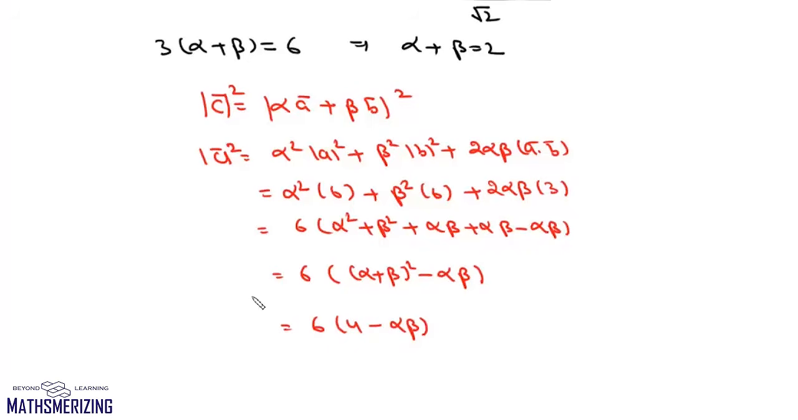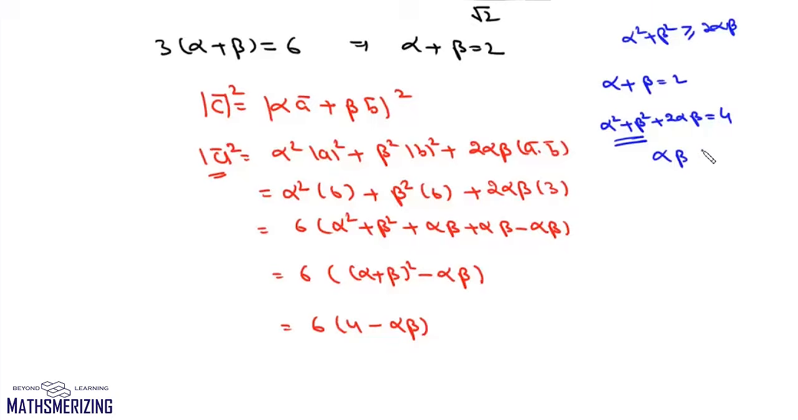Now we need to find the minimum value of C square. Now we know that alpha plus beta is 2. We can write alpha square plus beta square plus 2 alpha beta will be 4. Now alpha square plus beta square will be greater than or equal to 2 alpha beta. So if we put here 2 alpha beta, we'll get alpha into beta less than or equal to 1. So the maximum value of alpha beta is 1.